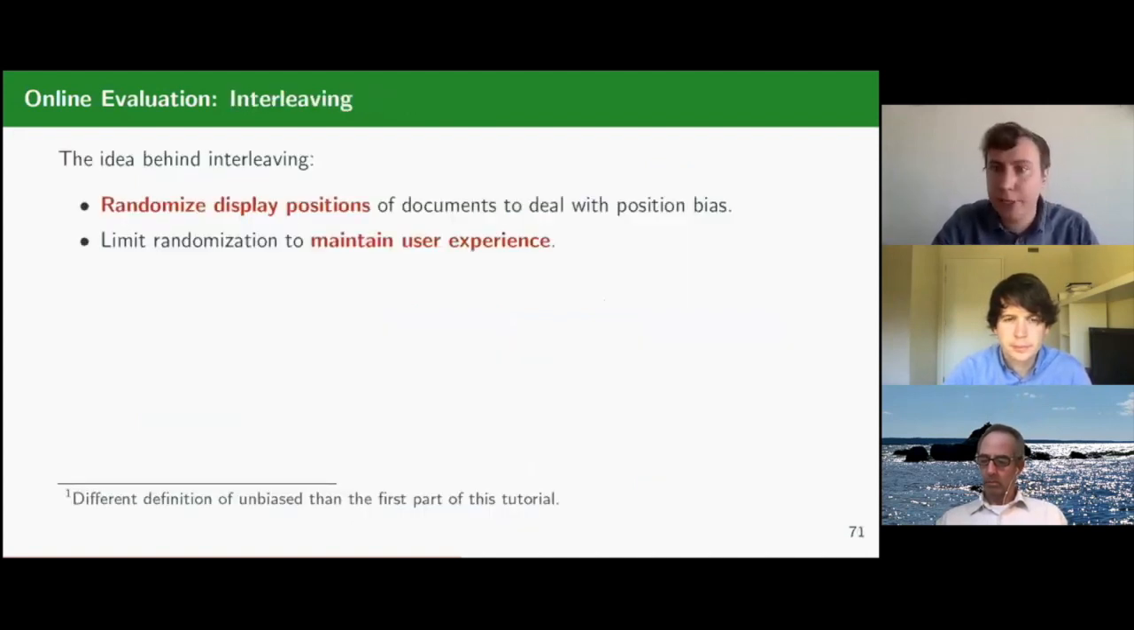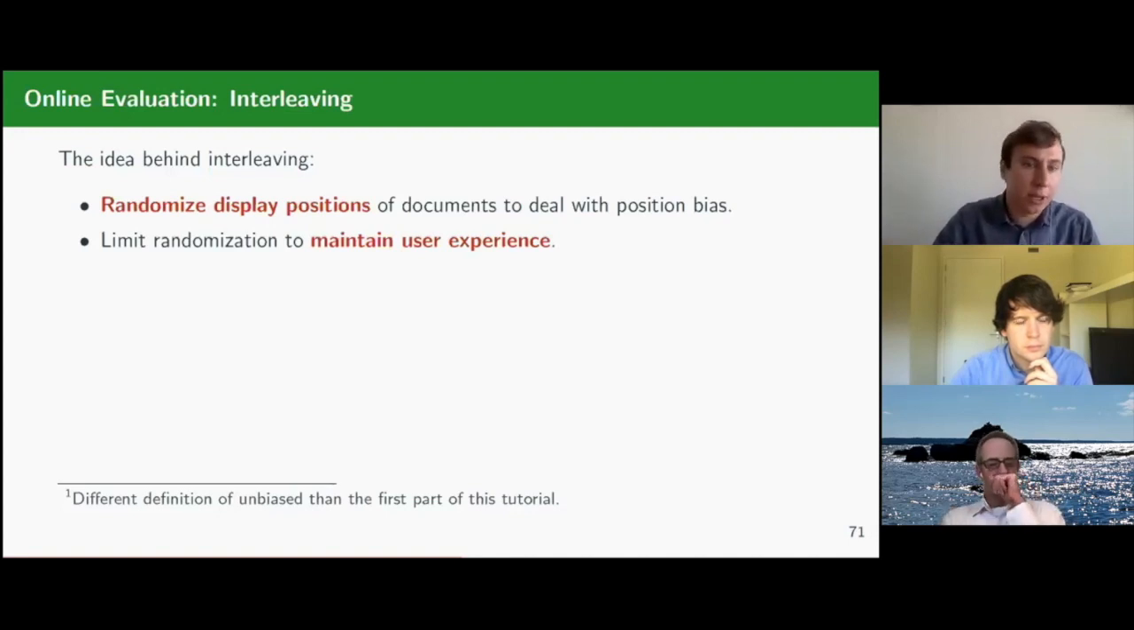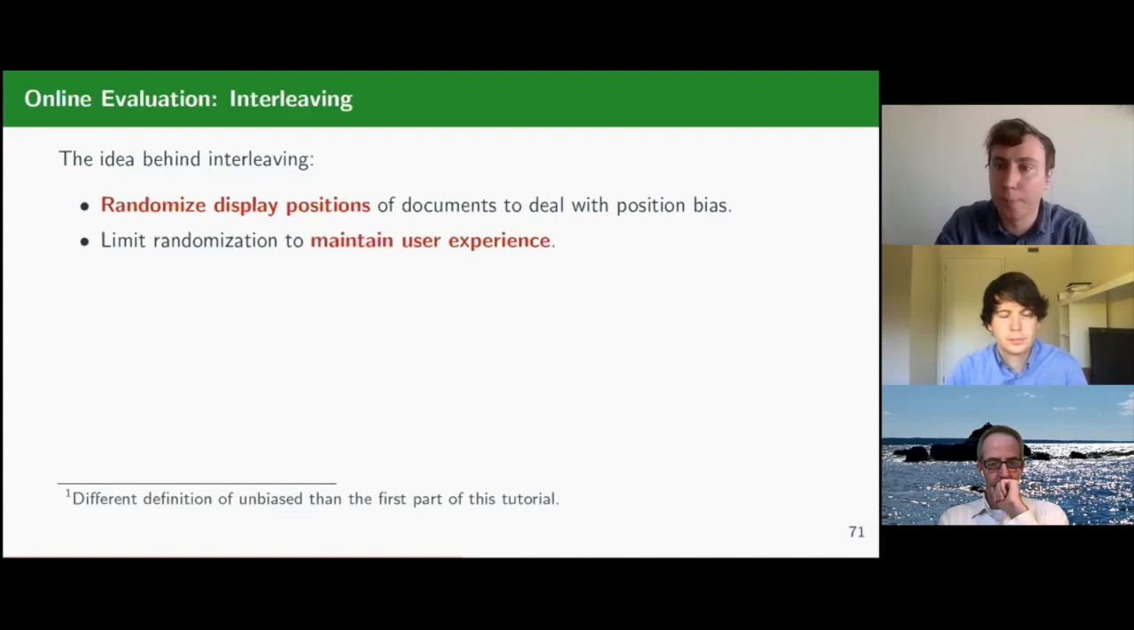The idea here is that you deal with position bias by randomizing the display positions of documents. So we had a randomization process where we chose to flip a coin whether to have ranker B or ranker A first put a document in position 1. This randomization is, in a sense, limited because we're still trying to get the top document from either ranker A or ranker B in the first position. So there's still some user experience that's maintained. It's not completely random. It's not completely shuffled, essentially.